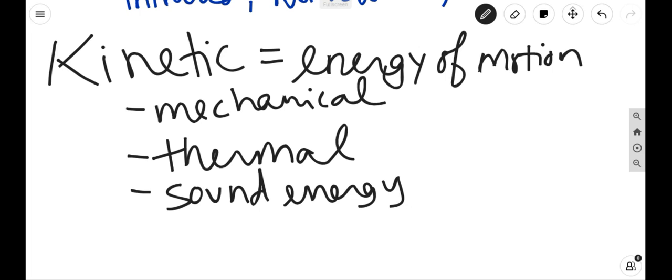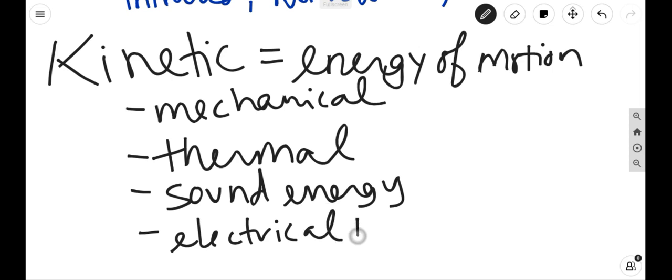And the last one that we're going to put in here is electrical. I'm going to put a star beside it because electrical energy is going to go into both categories. So an electric current is moving, right? When you flip the light switch on, you've completed the circuit and the energy is moving through, right?